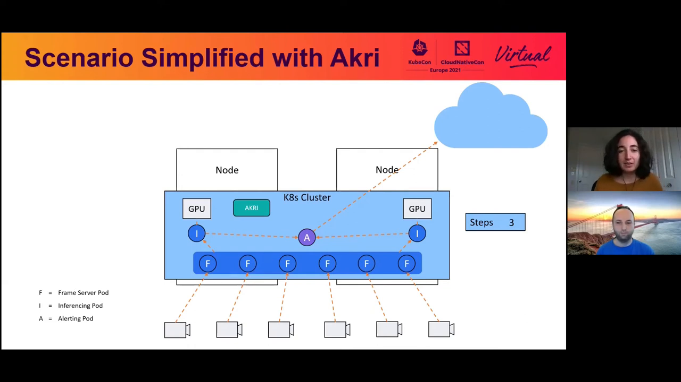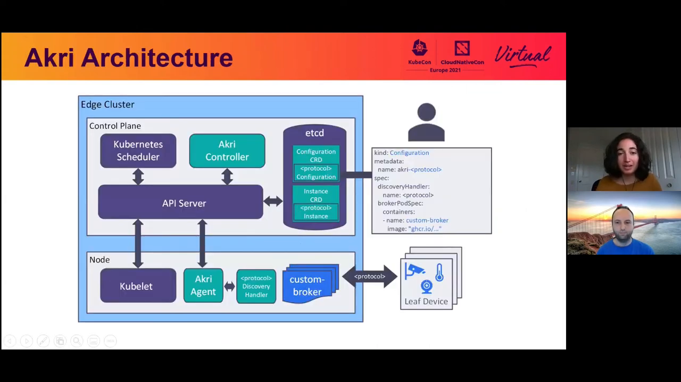Awesome. Yeah, let's dive into this green box. That's Akri's architecture. So Akri is Kubernetes native. It's made completely of Kubernetes components, the first of which we saw earlier is Akri's configuration. And that's where you tell Akri what you want to find.